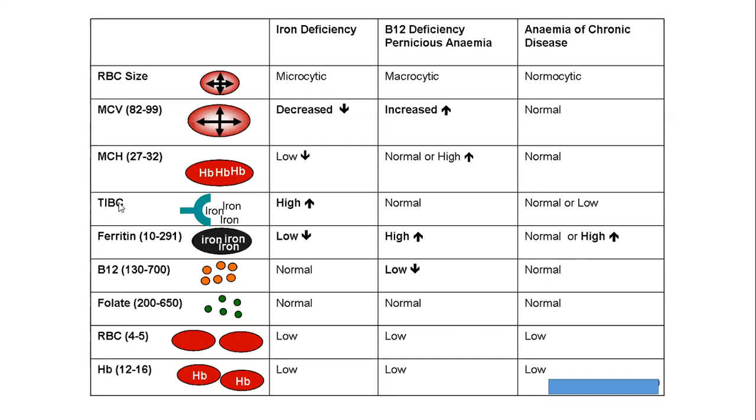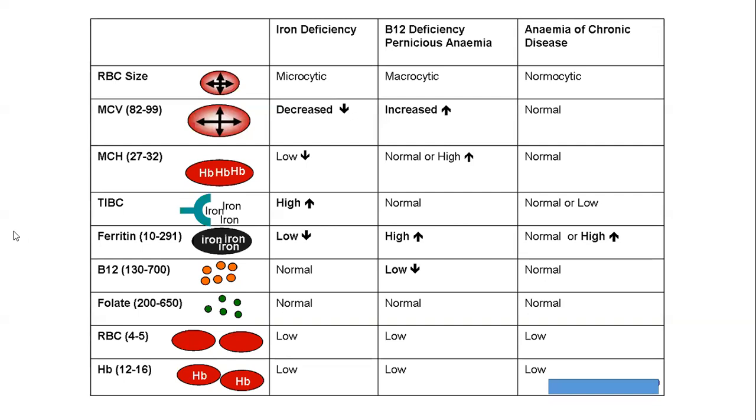So TIBC and ferritin are a little bit of a finer understanding. Like I said, if we have enough iron in the body, the binding sites would be occupied. But if my patient has anemia because of iron deficiency, the binding sites are supposed to be empty, meaning TIBC is increased. So it is important to know.